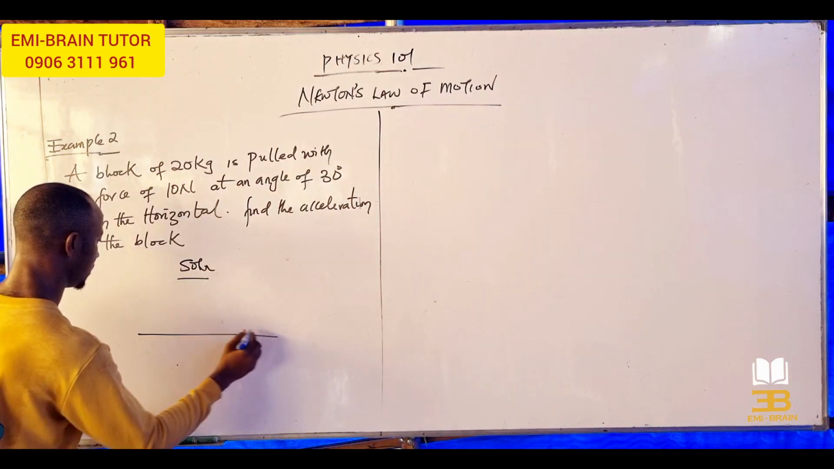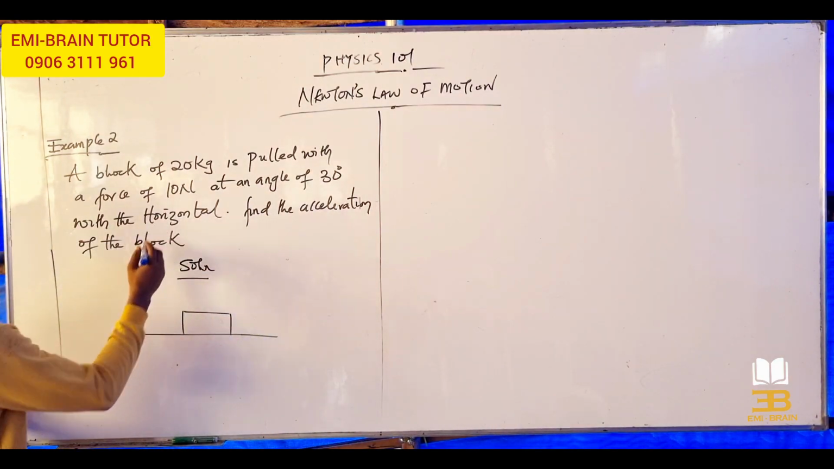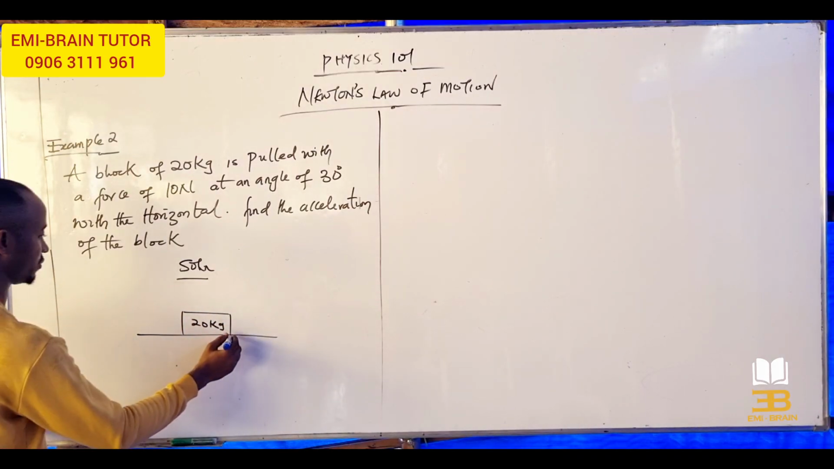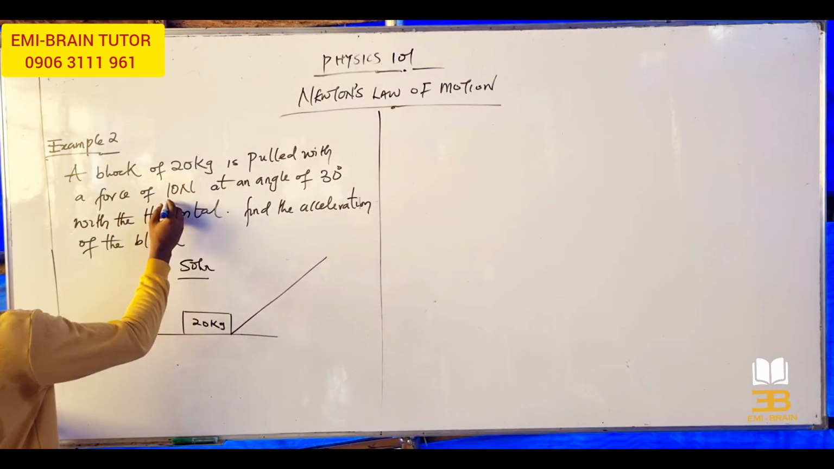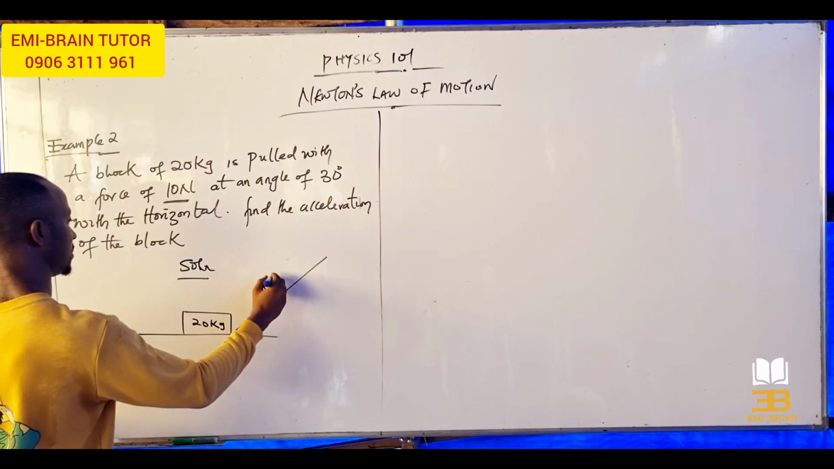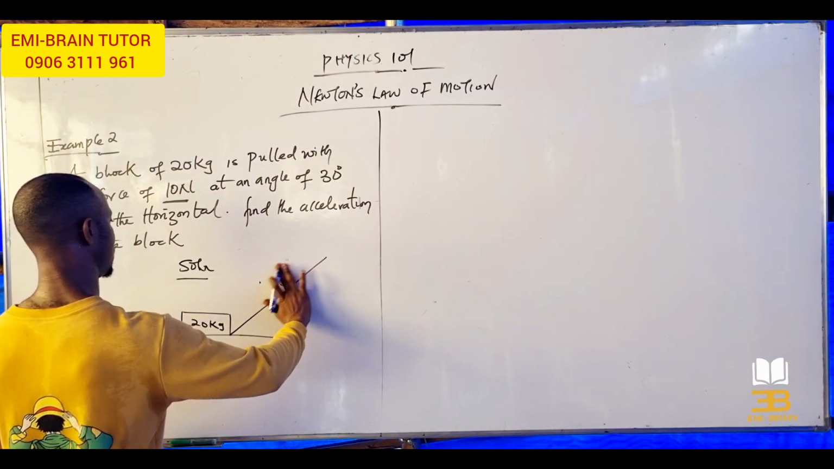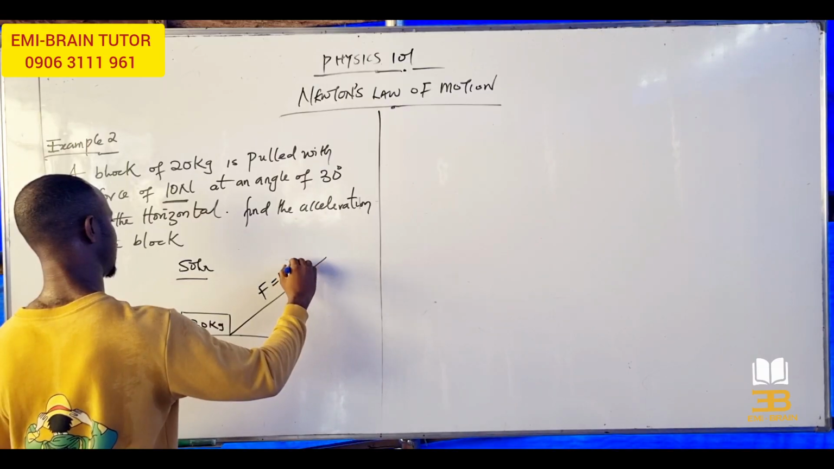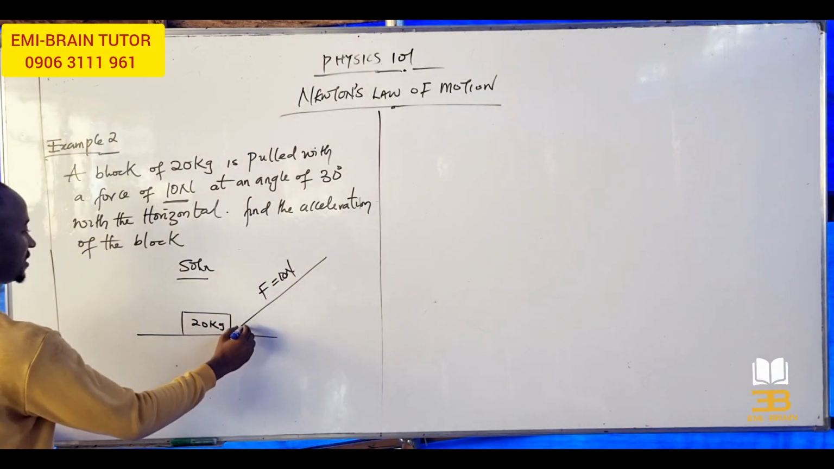We have a block here. The mass of the block is given as 20 kilograms. This block is pulled with a force of 10 Newton. Our tensional force, or tension, or let me say force of 10 Newton, at an angle of 30 degrees.